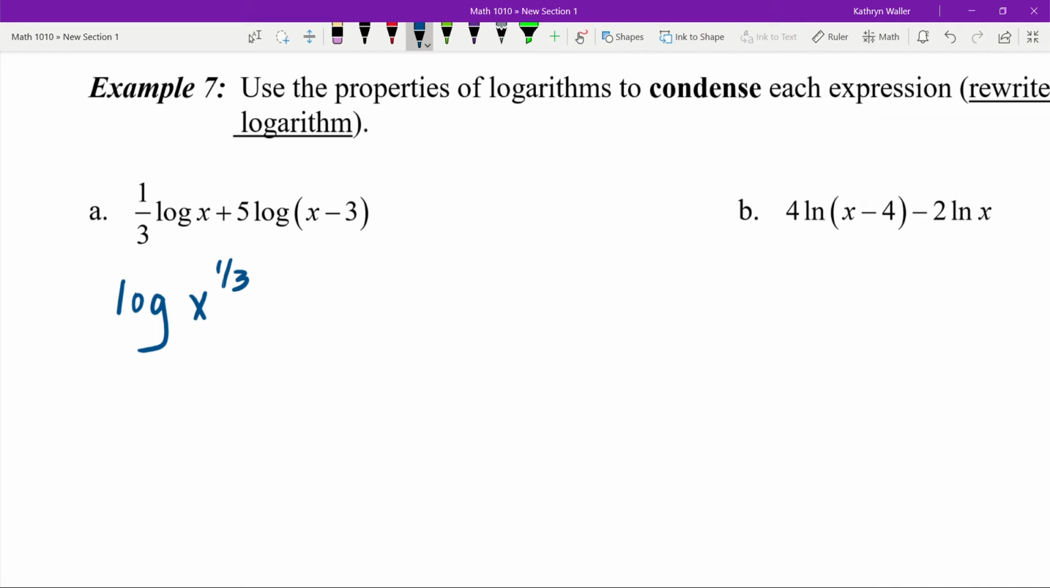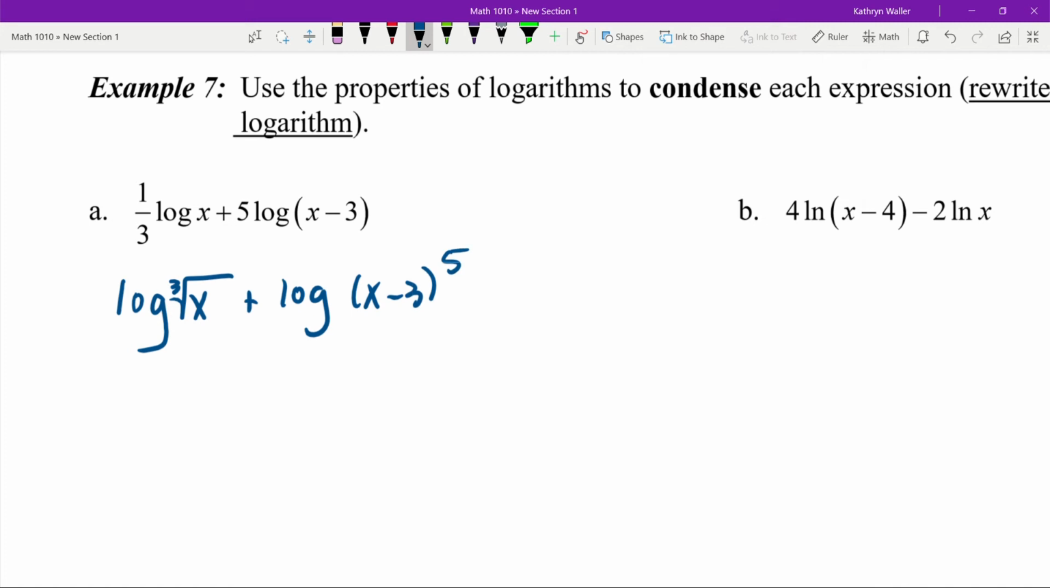But guess what? I don't even want you to write it like that. X to the 1/3 is the same thing as, tell me, cubed root. Yeah, little numbers of 3. Inside you have an x to the first. And this is plus the log of x minus 3 to the 5th.